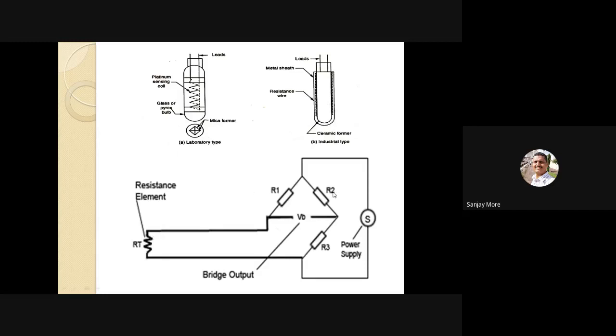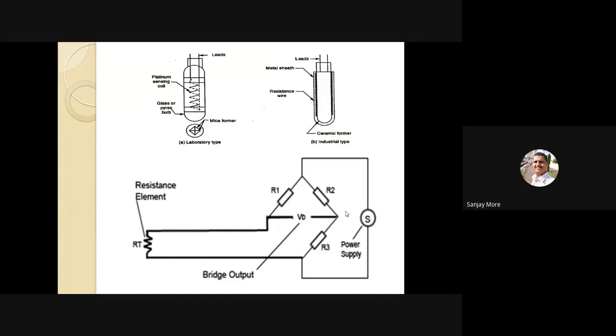Here, two resistances R1 and R2 are connected in series, and R1 and R3 are connected in parallel. At the time of sensing the temperature, the series connection is used. Okay, and here the power supply is there.